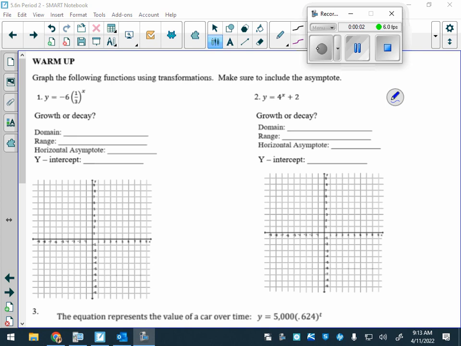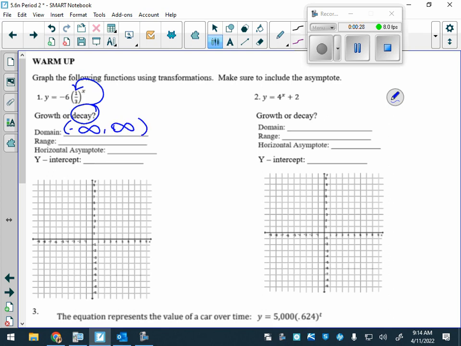So the first two are about graphing. For number 1, do we have growth or decay? Grant. Decay. Okay, we have decay because our B value is 1/3. Okay, what is our domain, Tommy? Good.